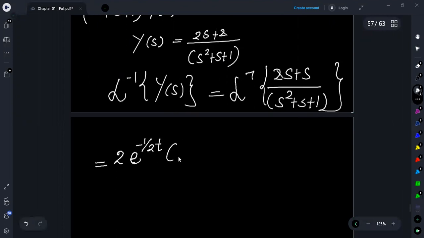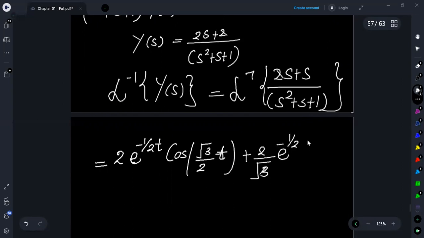e to the power minus half t cosine of square root 3 over 2 t, plus 2 over square root of 3 e to the power minus half t sine of square root 3 over 2 t. So try to obtain this answer by yourself.